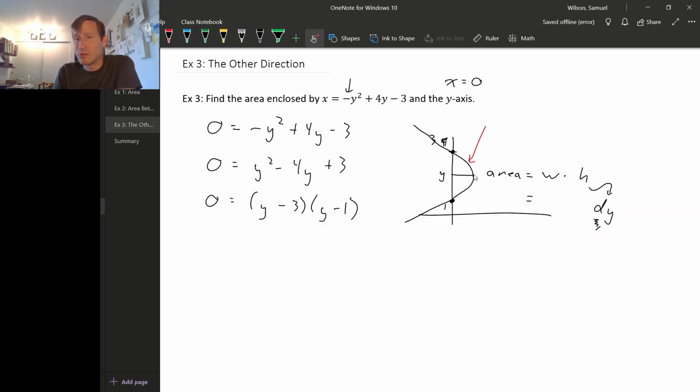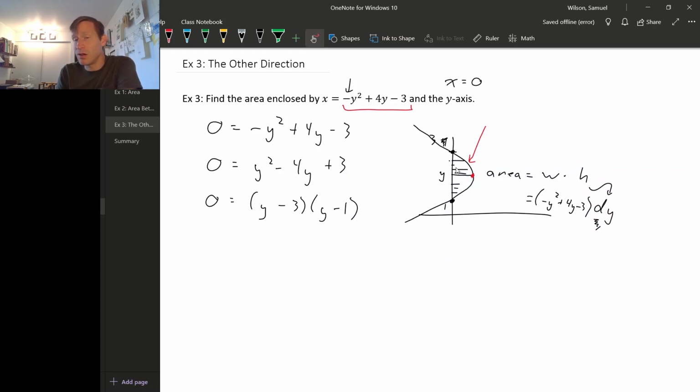So now we just need to write down what the width is here. But the width is just the x-coordinate of this right-hand point. And that's exactly what the equation for the parabola tells us. So this width is minus y squared plus 4y minus 3. So this is the area of one of these strips. Of course, there are infinitely many of these strips, one for every y value.